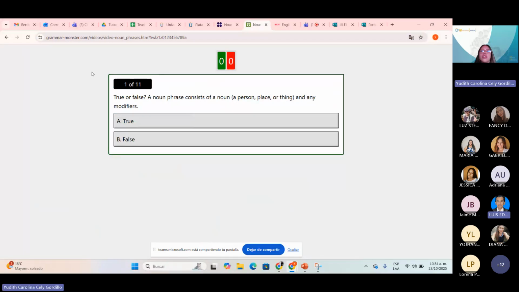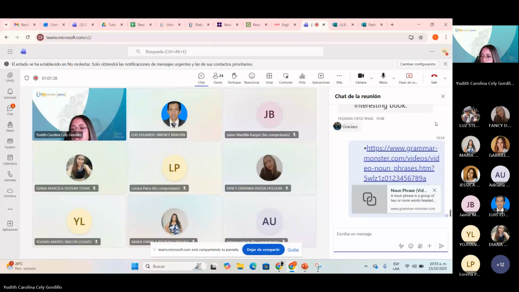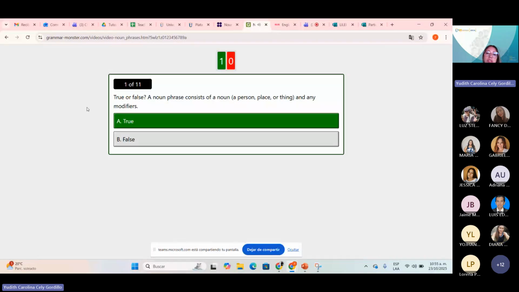Yes. Okay, you are going to tell me if it is true or false. A noun phrase consists of a noun, person, place, thing, or any modifiers. Is it true or is it false? What do you think? It's true. That's perfect, you did a good job.